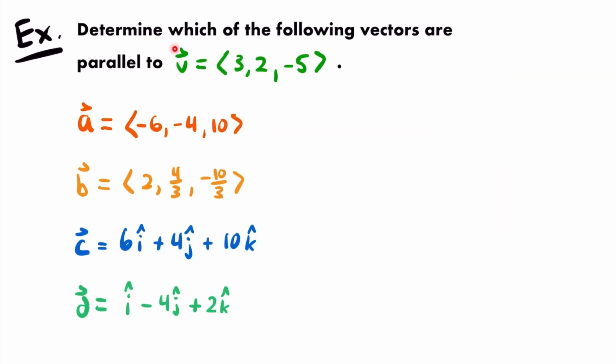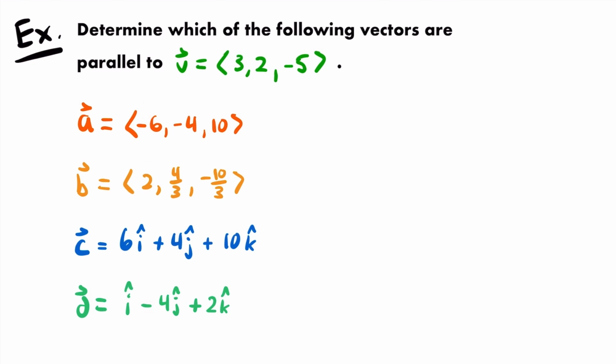Next up, we want to determine which of the following vectors are parallel to vector v, which is the position vector of the point 3, 2, negative 5. All right, so now, in order to solve this problem, you have to understand what it means for a vector to be parallel to another vector. Well, when you're working with vectors in 3D, the way that you can determine if they are parallel is by showing that the vectors are scalar multiples, right?